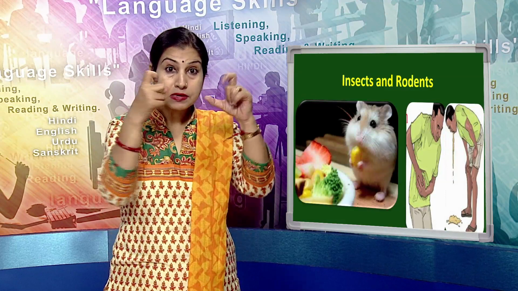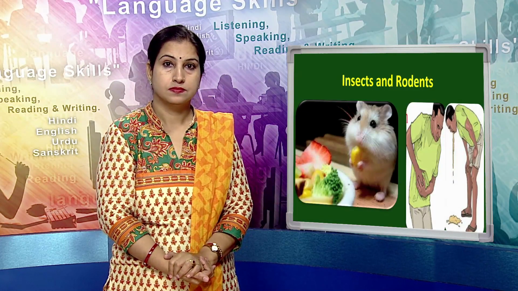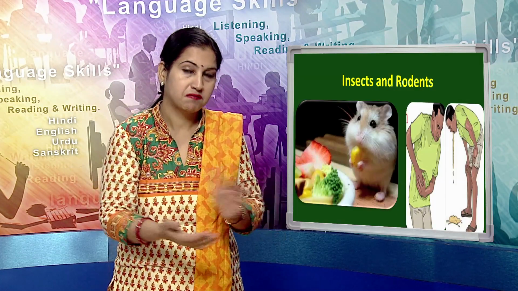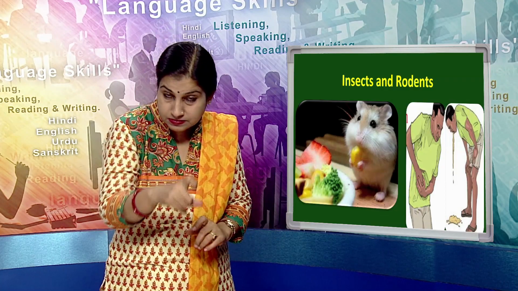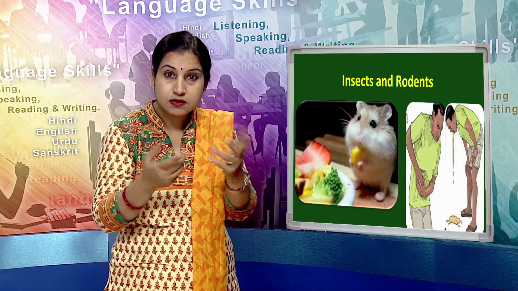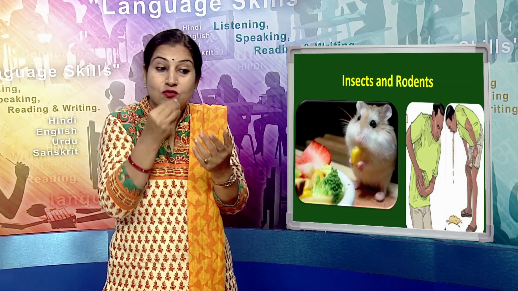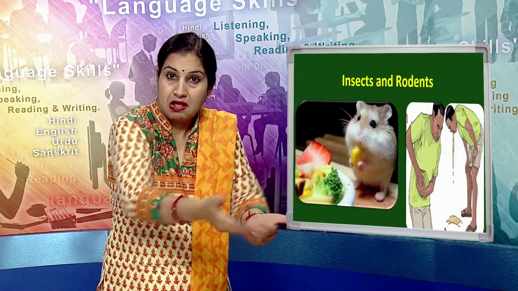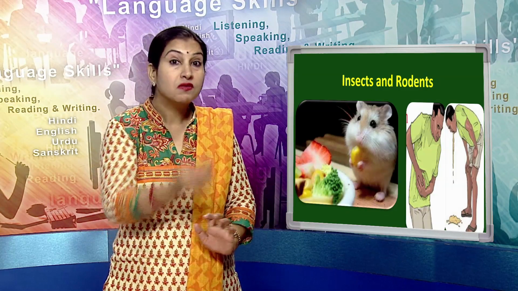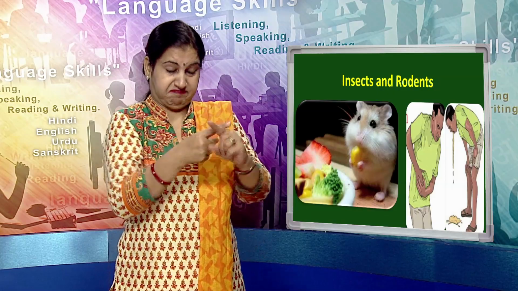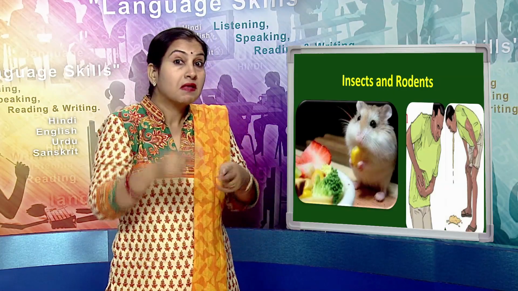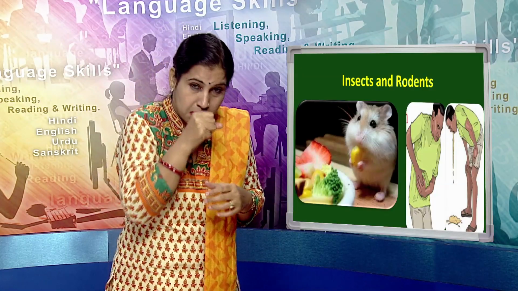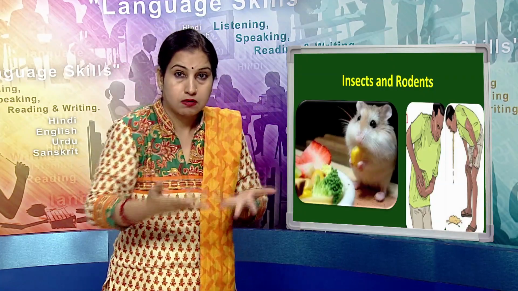You can see in the picture how insects and rodents spoil the food. Insects and rodents like rat, squirrel, etc. spoil the food by eating as well as by their excreta. Food then is not fit for human consumption, and if consumed, it could lead to health hazards like nausea, vomiting, stomachache, and diarrhea.